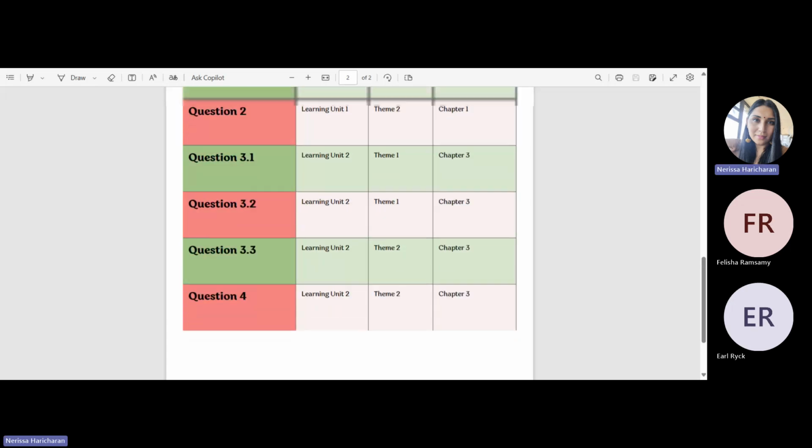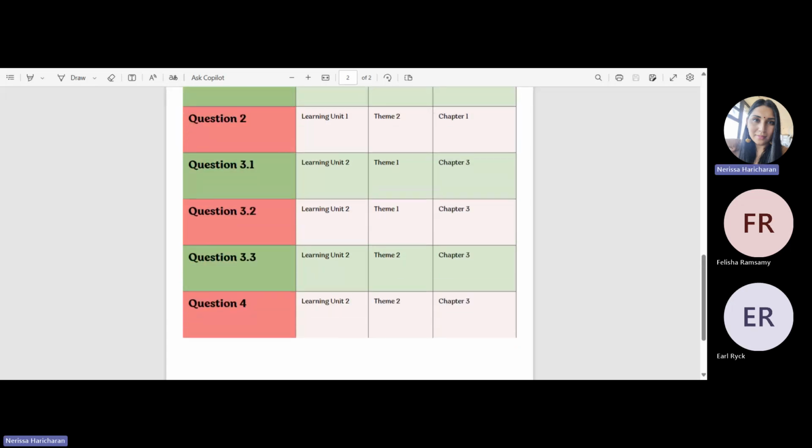Okay. Then our last question, question 4, is Learning Unit 2, Theme 2, Chapter 3. So you can see it's predominantly focused within 2 chapters, which are 1 and 3. And question 4 is a big one. It's your essay question. I want to start by explaining the rubric before I jump into the question.